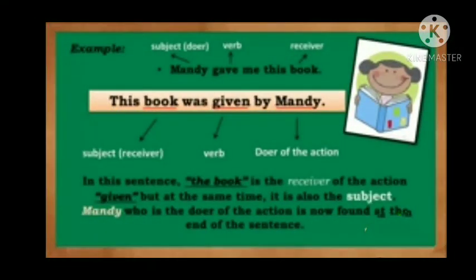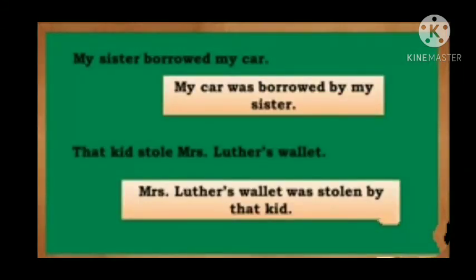In this sentence, the book is the receiver of the action given, but at the same time it is also the subject. Mandy, who is the doer of the action, is now found at the end of the sentence. Here we have some more examples. My sister borrowed my car. This sentence is in active voice. Let's change it into passive voice. My car was borrowed by my sister.